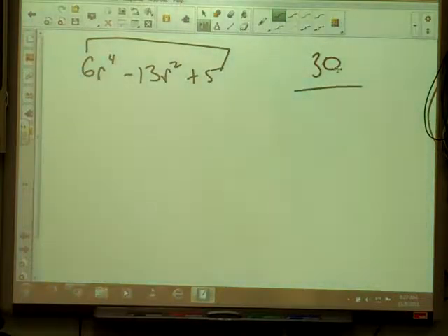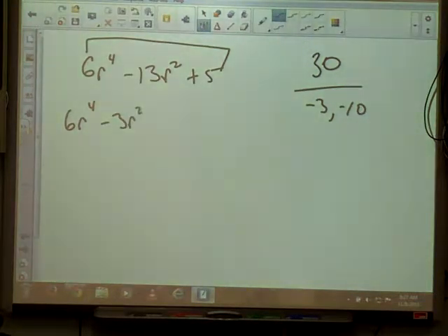15. Well, 15 and negative 2 would make a negative 30. Negative 3. So I had to have the negative 3 and the negative 10 that she said first. Okay, signs have got to work out. All right, so now 6r to the 4th, minus 3r squared, minus 10r squared, plus 5. We look golden. We look good there.